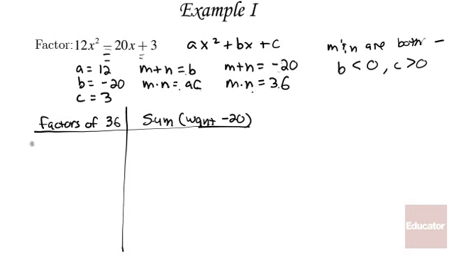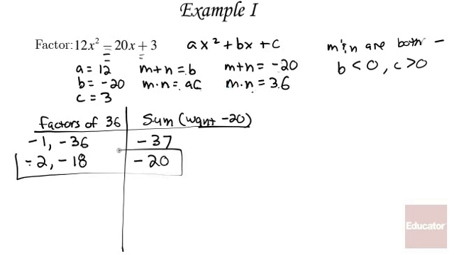I'm finding factors of 36, starting out with negative 1 and negative 36. The sum of those two is negative 37. That doesn't work. So I try another combination. Other factors, negative 2 and negative 18. Adding those up, I get negative 20. That works. Negative 2 times negative 18 is 36. That checks out. Their sum is negative 20. So this is my correct set of values for m and n.